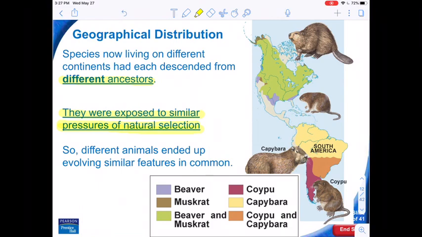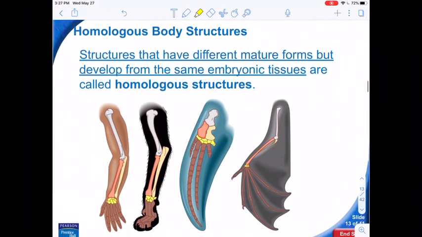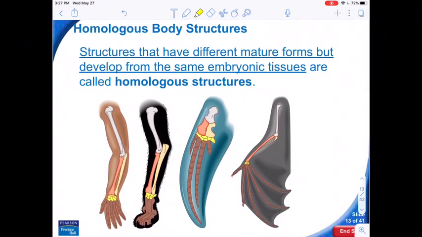The next type of evidence, homologous body structures, is sort of the opposite. This states that structures that have different mature forms, meaning they look different once they're fully developed, actually develop from the same embryonic tissues. These are called homologous structures. In this picture, we have a human arm, a cat front leg, a fin of a whale or a dolphin, and then the wing of a bat.